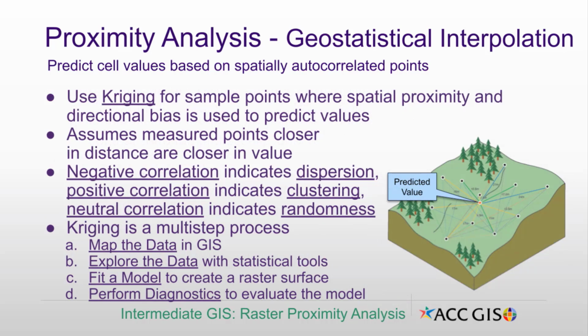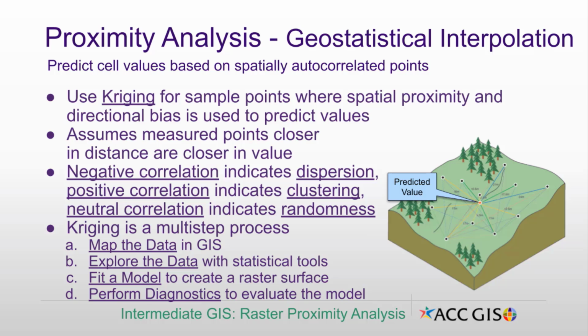So we use the Kriging geoprocessing tool for sample points where spatial proximity and directional bias is used to predict values. You see Kriging used a lot in energy exploration where they'll sample thousands of feet down and find certain types of geologic formations that they're interested in. And they know that there is some natural directional bias and spatial proximity to those geologic formations. So Kriging assumes measured points closer in distance or closer in value. And if there's a negative correlation between the sample points, it indicates dispersion. If there's a positive correlation, it indicates clustering. And if there's a neutral correlation, it indicates randomness.